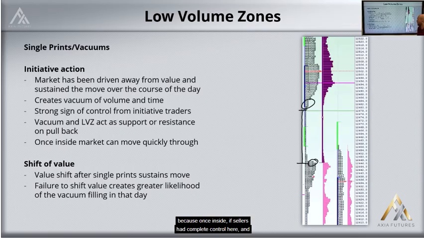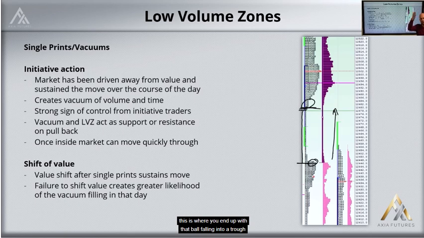And this is why it's called a vacuum, because once inside, if sellers had complete control here, and then move their offers down to here, what you're going to end up with is a situation that once you move inside here, sellers are going to get out of the way. Because the point where they really took control is up here. So if the market drove straight through these prices, there are no levels, there are no reference points in here. So the only reference point you have is where we were trading previously, and this is what's going to allow this to get sucked straight back through that zone. So you can look at this as a reference point that is going to go back nice and quick once you get back inside of it.